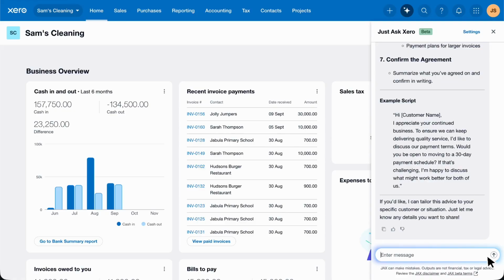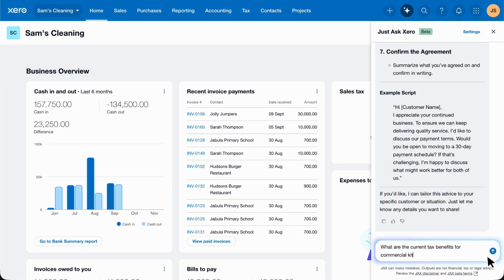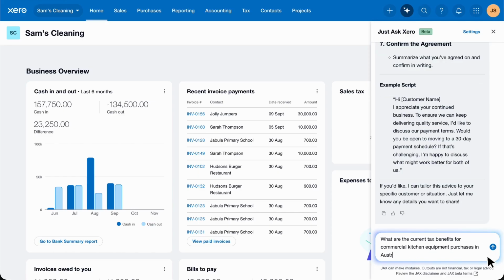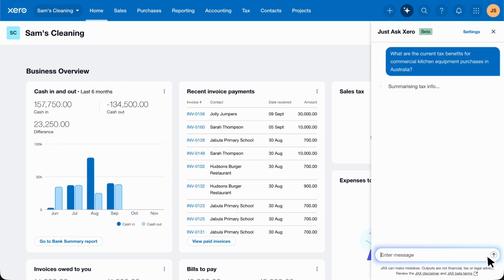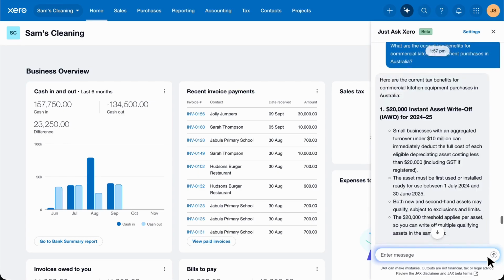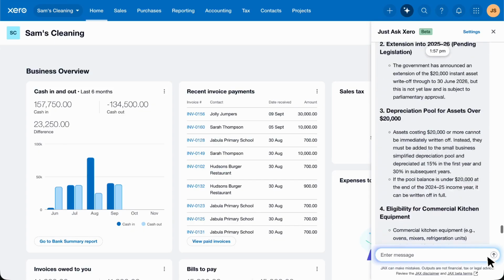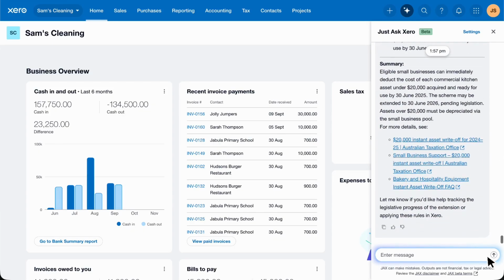For example, let's ask Jax, what are the current tax benefits for commercial kitchen equipment purchases in Australia? Use the response from Jax to collaborate with your accountant or bookkeeper to help supercharge your business. Chat with Jax to dig into your business numbers and get quick, reliable answers from across the web and your own data so you can make confident decisions faster.